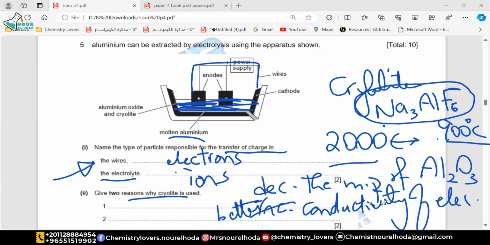Now, this question, once it was in the exam, it's not going to be only this. There was another reason: it is used as a solvent for aluminum oxide. Because it's used as a solvent, it dissolves it, correct. It dissolves the bauxite. But if the question was 2 marks like this, you need to write the reasons that we said: for better conduction of electricity or decrease in melting point.